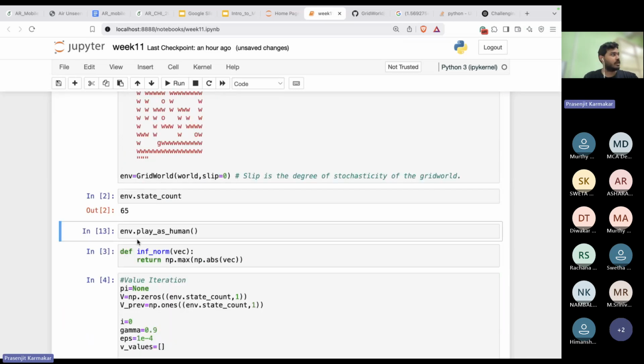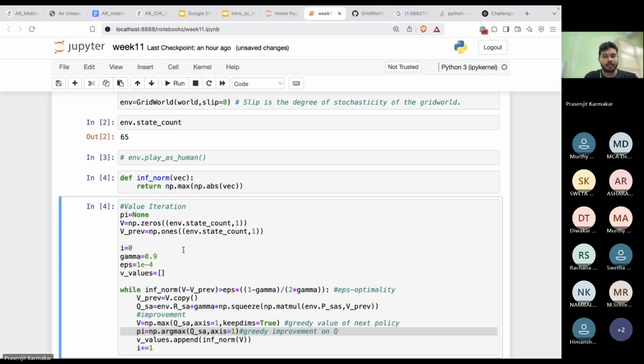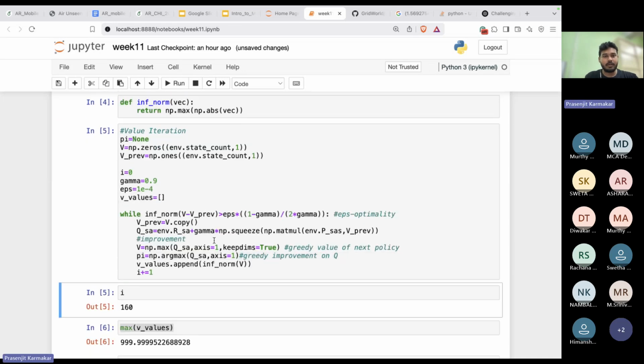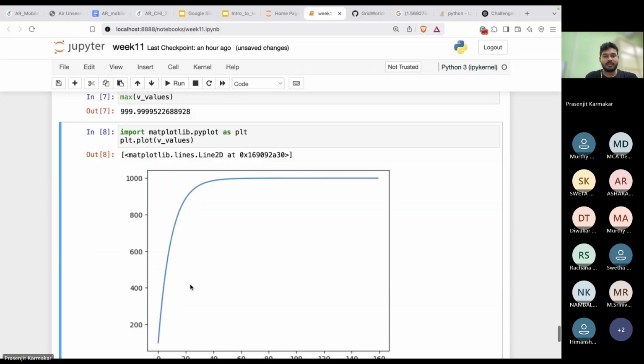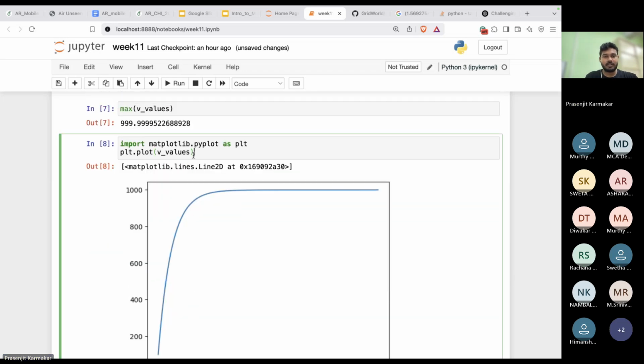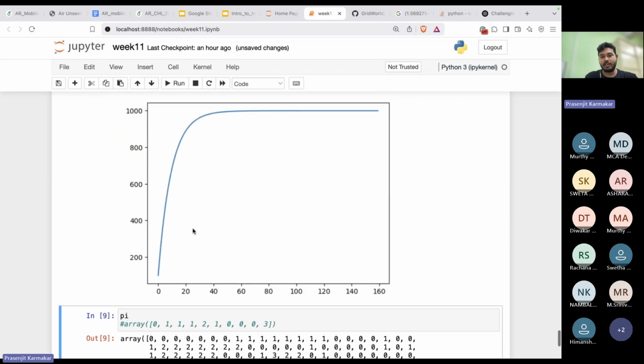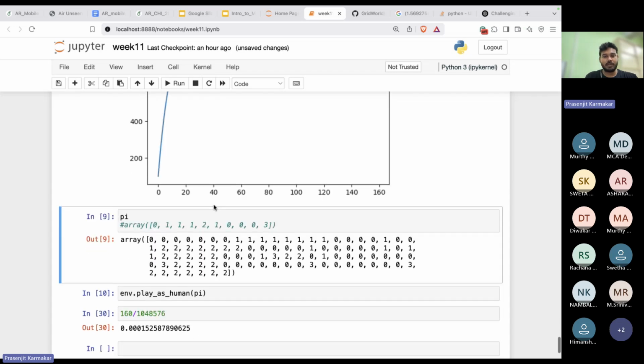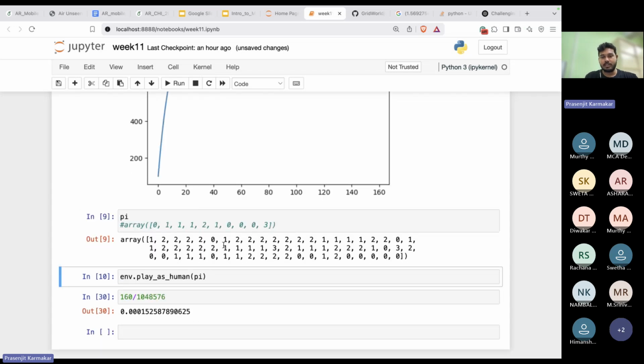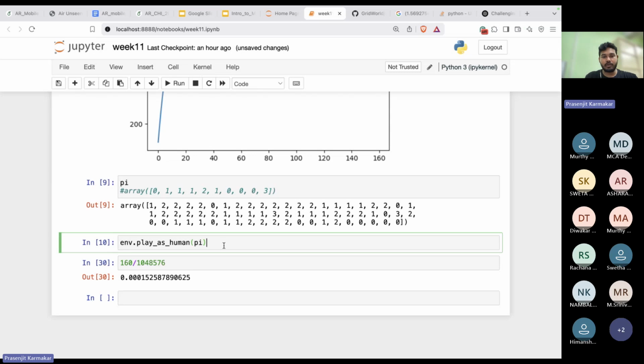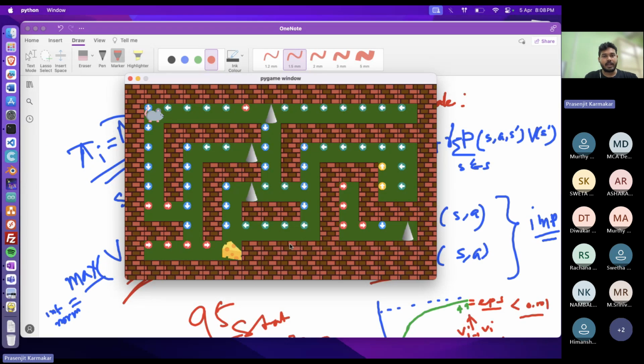and not play as human. Now run. It takes the same 160 iterations, and converges to a similar value function. Yeah, the policy looks like this, if I just plot the policy.